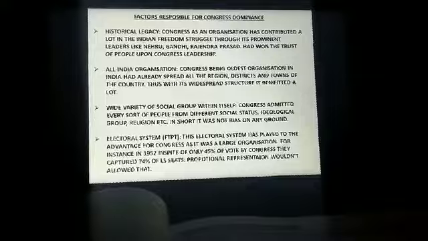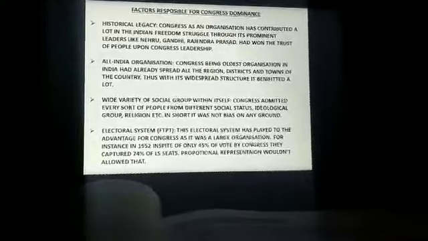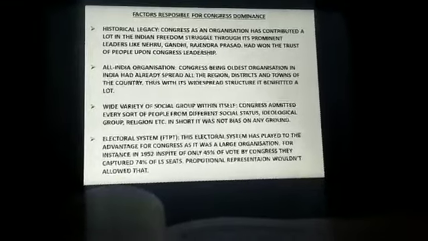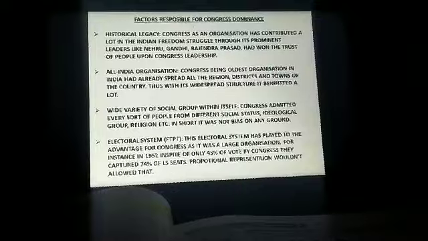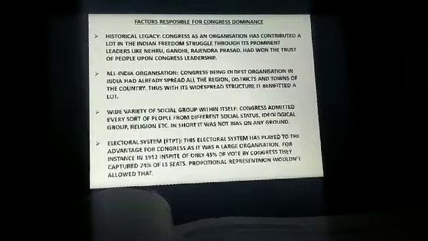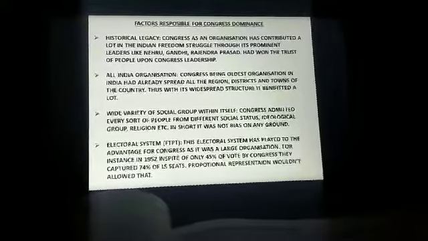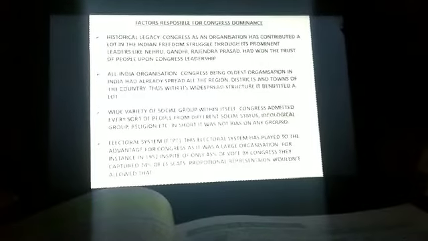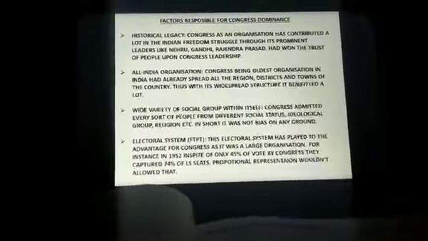The fourth one was the electoral system. Now, the FPTP system. In class 11, I think you have studied the first past the post system. In this system, we all know that the candidate who secures even a single majority of votes will become the winner, or will be considered as elected. So in this electoral system, the advantage of the Congress was that they had a large organization, so they could easily dominate over the other groups of society, other political parties.